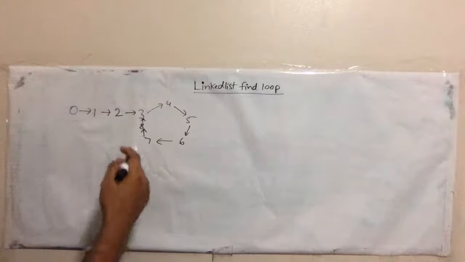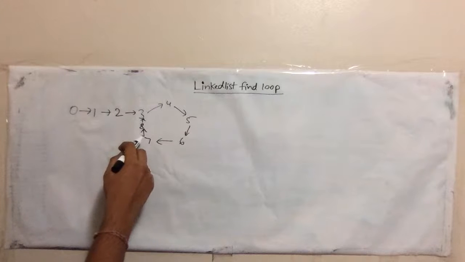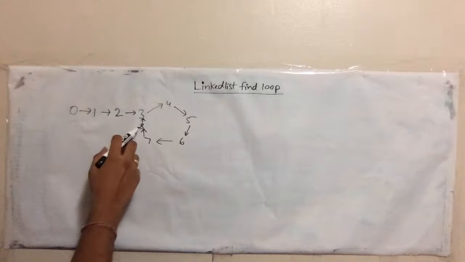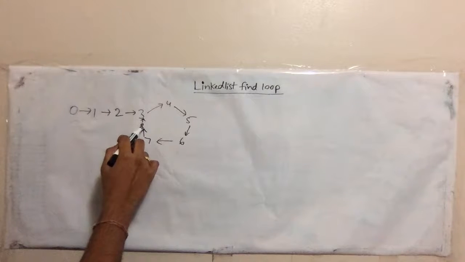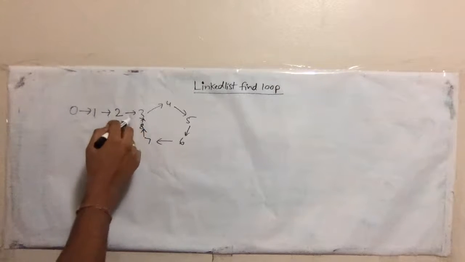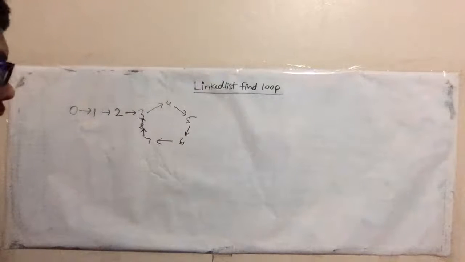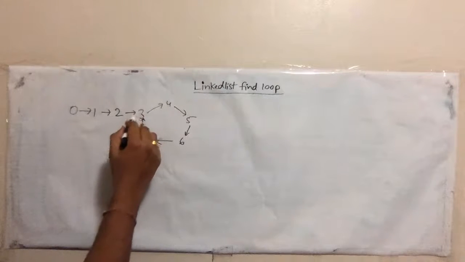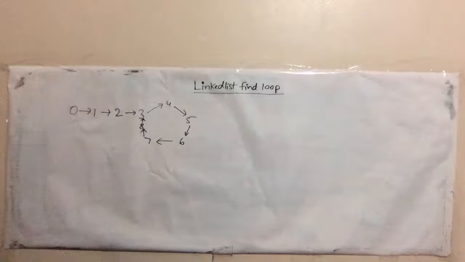So what is a loop? Generally the tail node should reference the null pointer. But if the last node of the linked list points to some other element in the linked list itself, then we consider it as a loop. Okay, so how to approach this problem? How to find this? We need to return the node itself, not the value. So how to solve this?